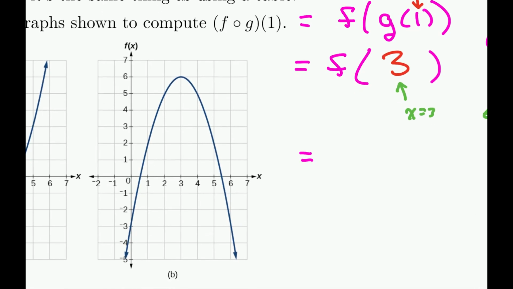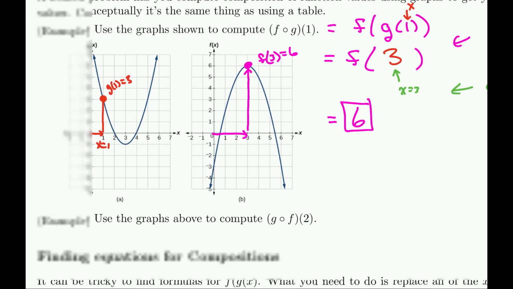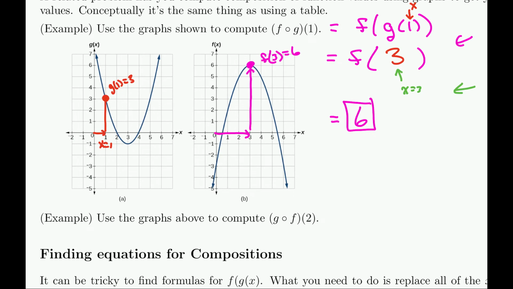So the second graph, this graph is f. What we would do is come over here to x equals 3, and then come up here on the graph to get the y value right there. And from this, we can see that f of 3 looks like it is 6. And that would be my answer. Okay, so that's how you compute function values for compositions using a graph.